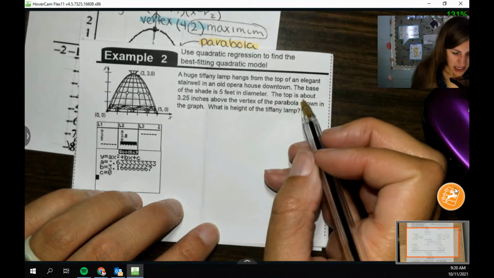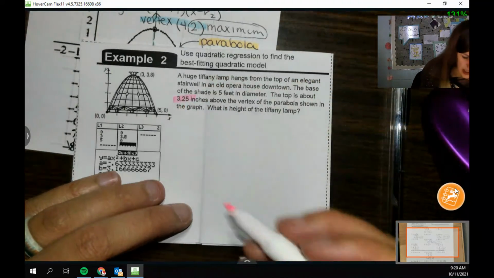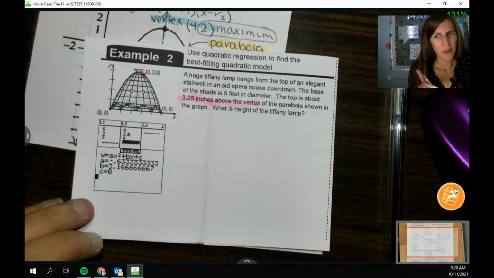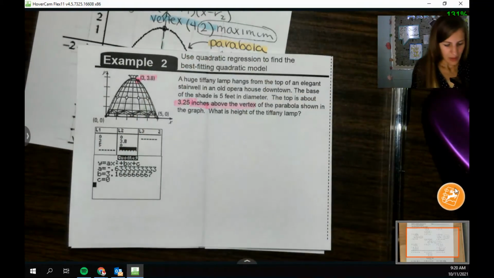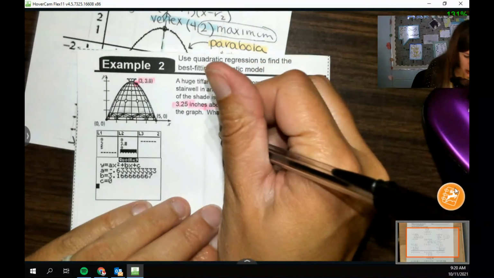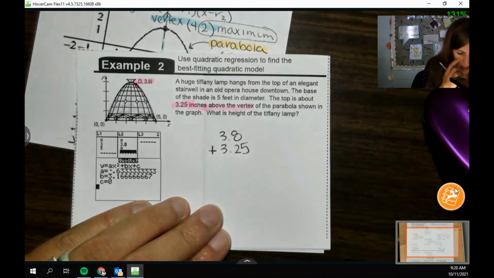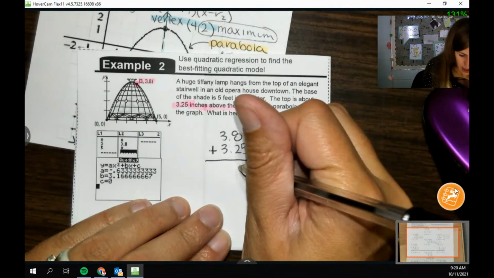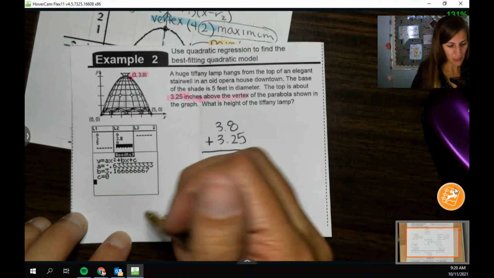So, because the top is about 3.25 inches above the vertex, we're going to go with this one as our vertex here. It's sort of not, but we're approximating for now. We're going to talk more about how we would get this actual vertex later. I would take that height, so the 3.8, and add it with the 3.25 to get the total height of the Tiffany lamp. So we're at 7.05.